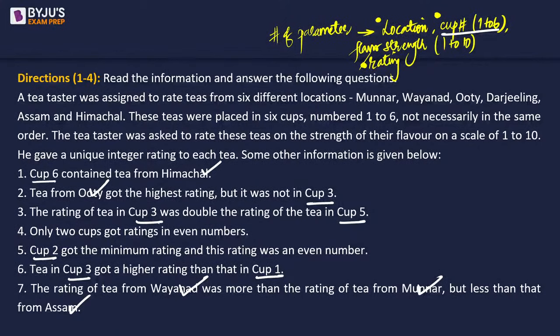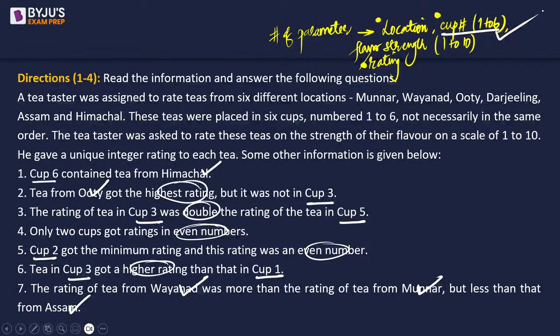Let's talk about rating now. The rating is just simply given as highest rating. We don't know what that rating is. It simply says double the rating. Even numbers, even number, higher rating. So the rating values are not given, but rather the property of the rating is given, as in whether it's an even number, whether it is double of some number. So out of all the 3 parameters, cup number is our primary parameter.